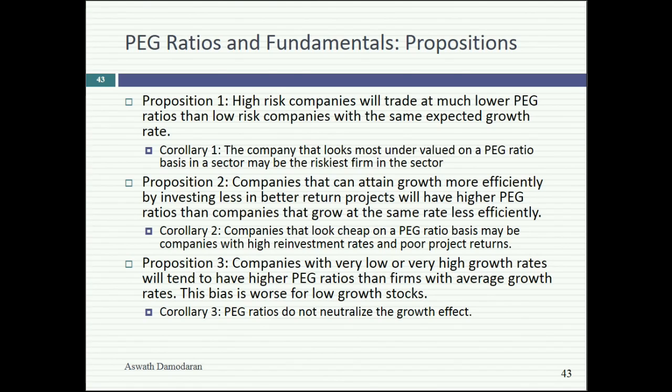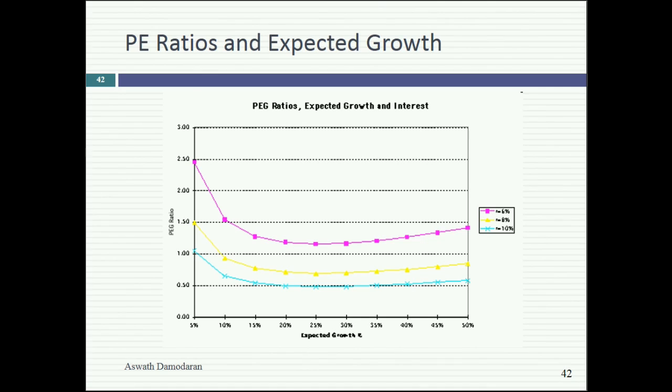I wasn't quite sure how to state it. See why, right? Because it cuts in both directions. Other things remaining equal, if I trust this graph, companies that have growth rates close to the average growth rate for the sector will trade at low PEG ratios. And companies that have extreme growth rates in either direction, really low or really high growth rates, will end up trading at high PEG ratios.